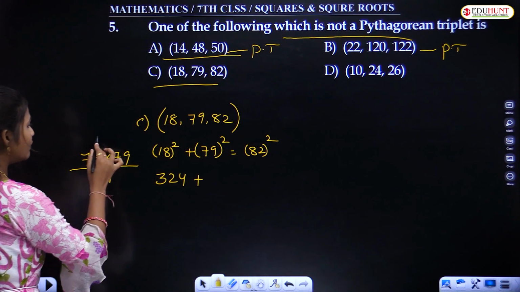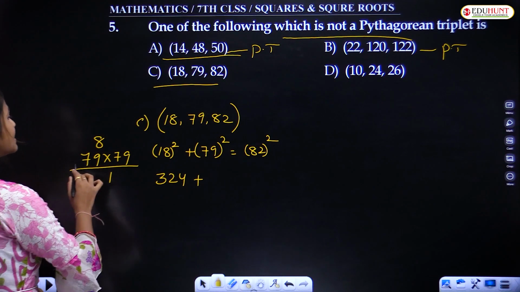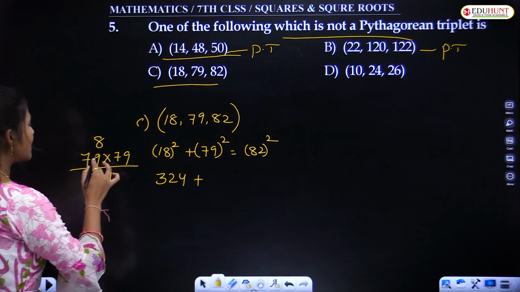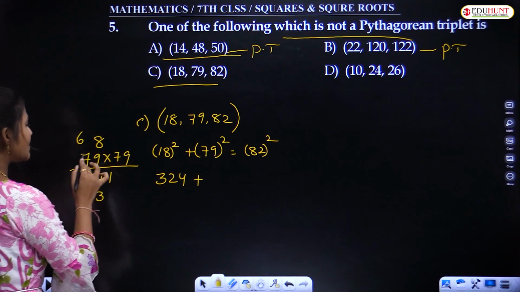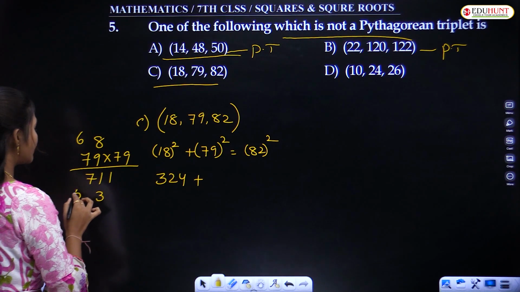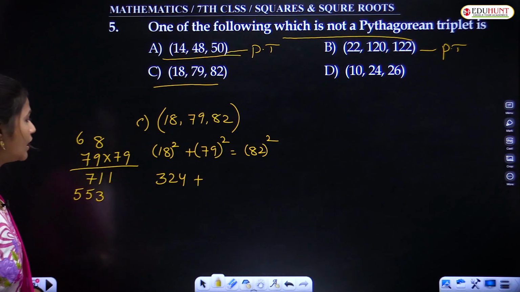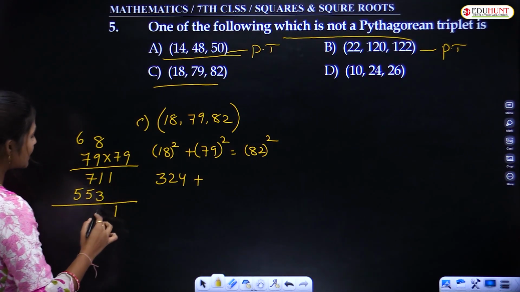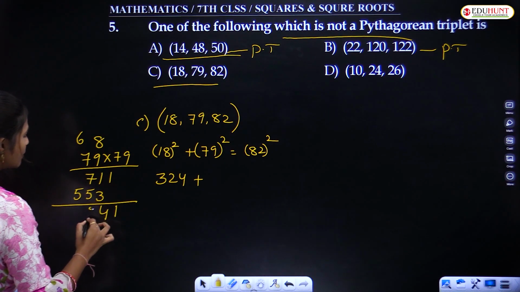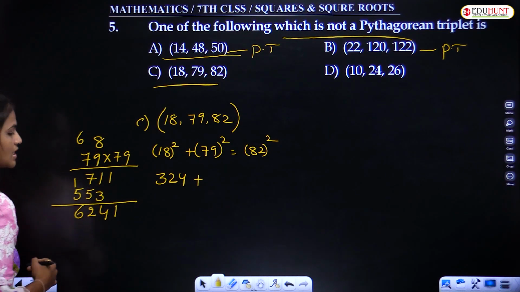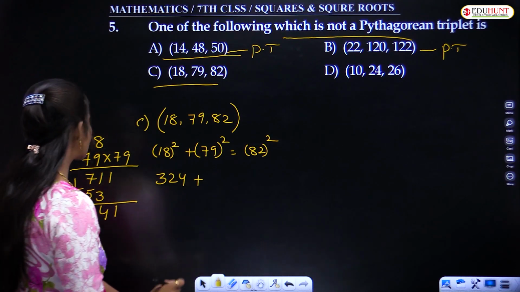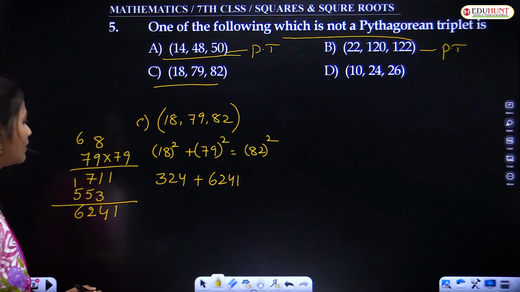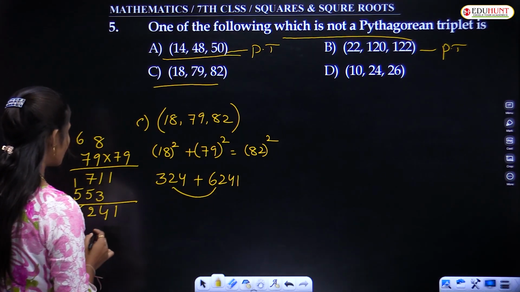So 9 9's 81. 9 7's 63, 63 plus 8 is equal to 71. Next is 7 9's 63. 7 7's 49 plus 6 is equal to 55. So whole by 1. 3, here see that 1 plus 3 is equal to 4. 7 plus 5 is equal to 12. 5 plus 1 is equal to 6. So what is the result here? 6,241.